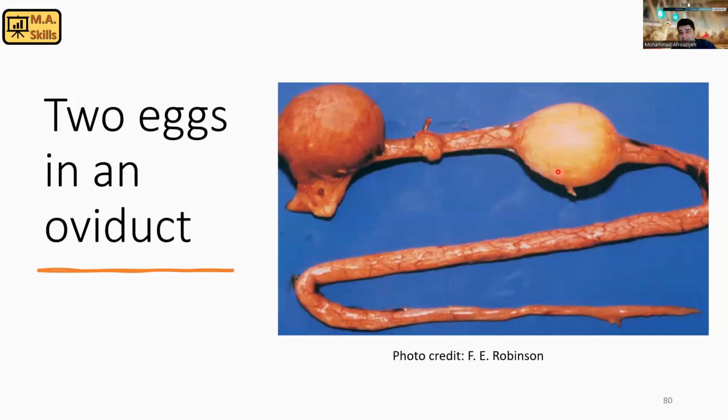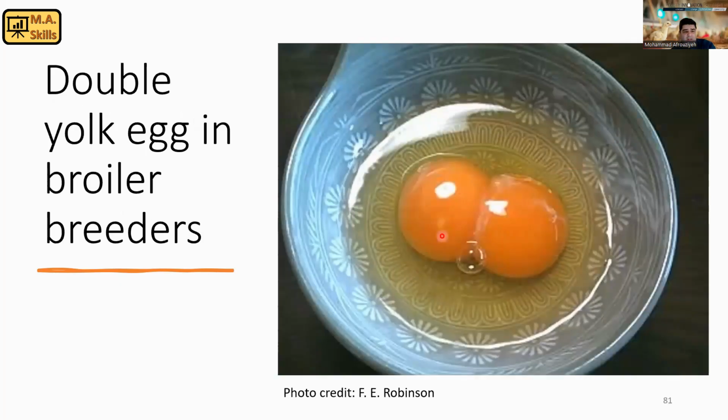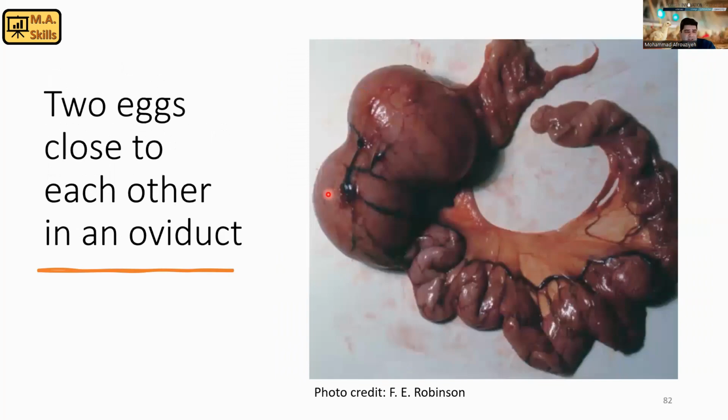But the second one specifically is not going to have a good eggshell, because a hen has limited capacity to spend calcium to create eggshell. Double yolk egg in broiler breeders, the case here you can see, so it's not going to hatch, it's not a hatchable egg, we talked about this.